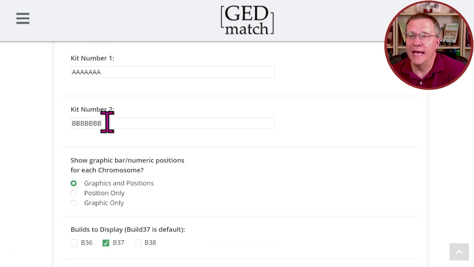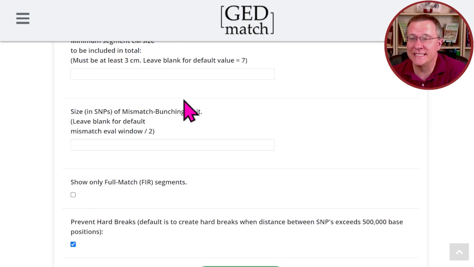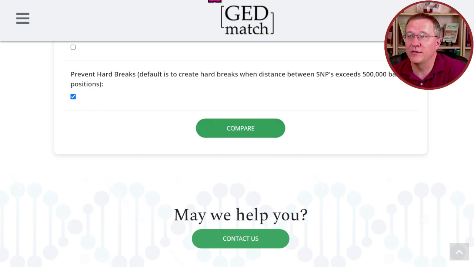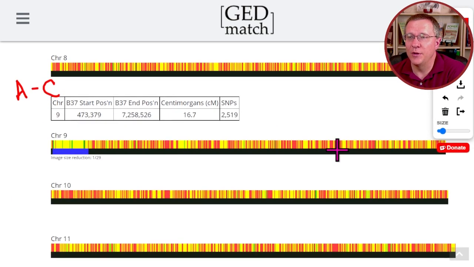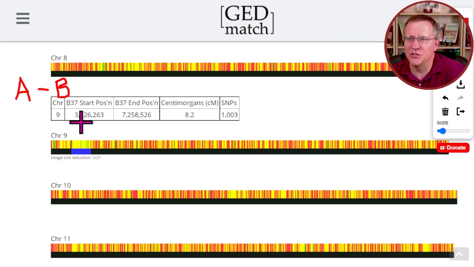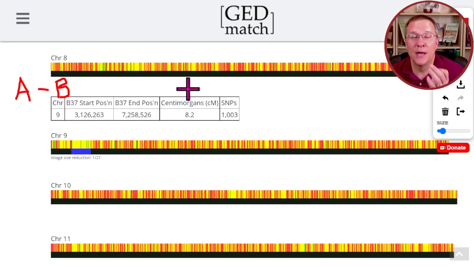Let me go back, and now I'm going to compare person A to person C. So I'm doing a person A to person B, and now a person A to person C. And I'm going to prevent hard breaks, and I'm going to do my comparison. And this is person C. And we can see that they also match in that area, although you will notice when I'm just looking at these two, the match between A and C is actually quite a bit bigger. It starts almost at 0 at 473,000 and goes up to 7.2 million. Whereas the comparison between person A and B is from 3.1 million to 7.2 million.